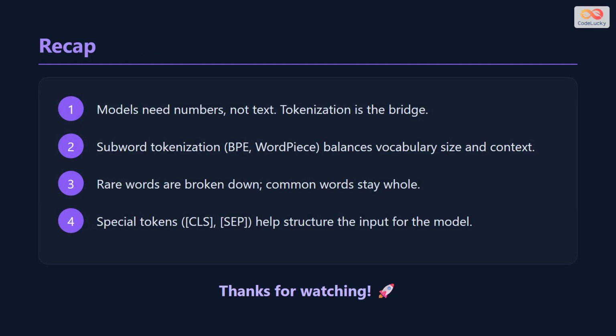To recap, AI models require numbers, not text. Tokenization is that bridge. By using subword methods like BPE, we can handle millions of words efficiently by breaking rare ones into smaller chunks. And by using special tokens, we help the model understand the structure of our input. I hope this cleared up how computers read.